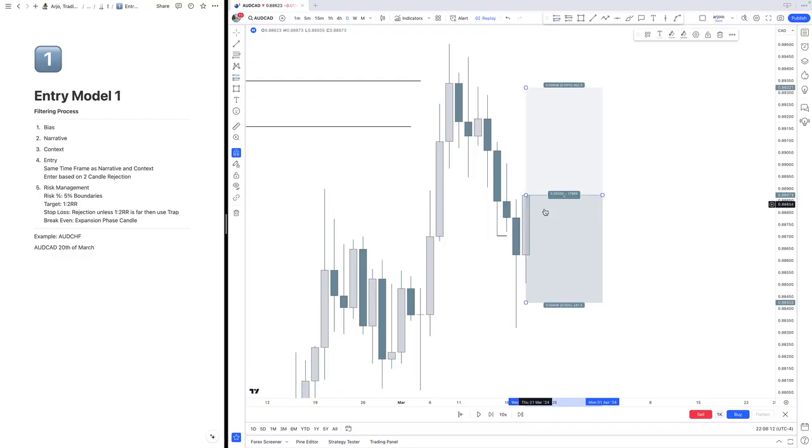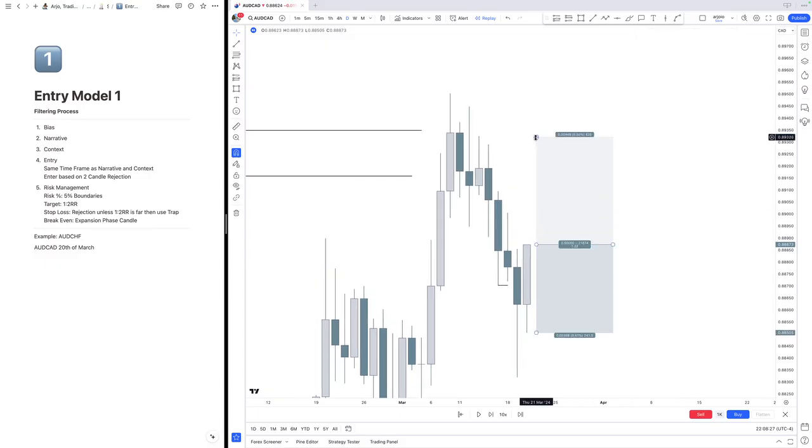This for me is a good entry based on the entry, but all the steps before, bias, narrative, context, not good. It's not a good high probability trade. So here, if we now cover this low and cover the rejection right there, then what can we see? We can target a 1 to 2 RR potentially right there.